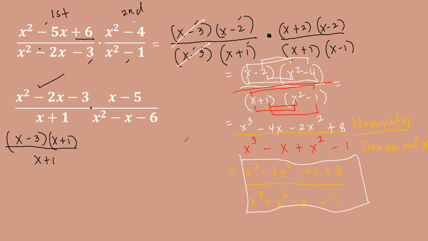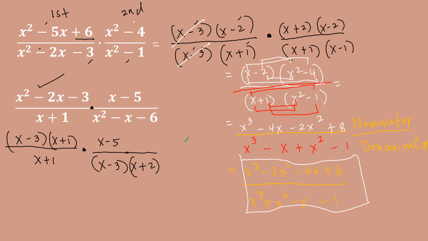Remember that we are multiplying them. So the next thing is, we are going to rewrite the x minus 5 over the factors of x squared minus x minus 6, which is x minus 3 and x plus 2, because negative 3 times positive 2, we have a negative 6. If we add a negative 3 and a 2, we have a negative 1.